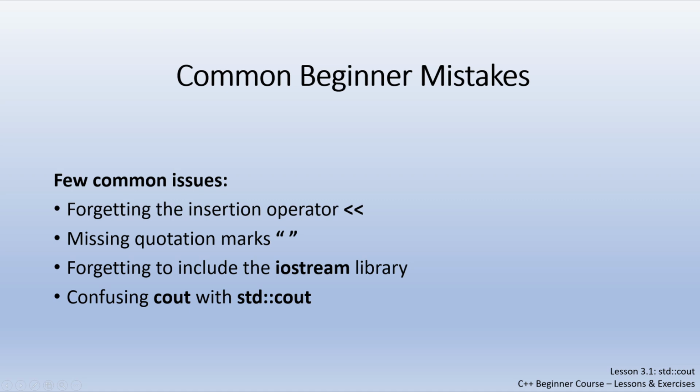Beginners often run into a few common issues when using std::cout. Forgetting the insertion operator, missing quotation marks, or forgetting to include the iostream library are all normal mistakes. Another common issue is using cout without the std prefix. These are easy to fix once you understand how output works.